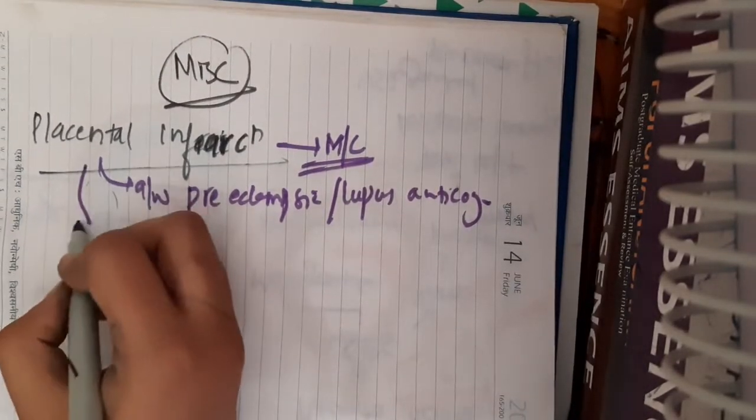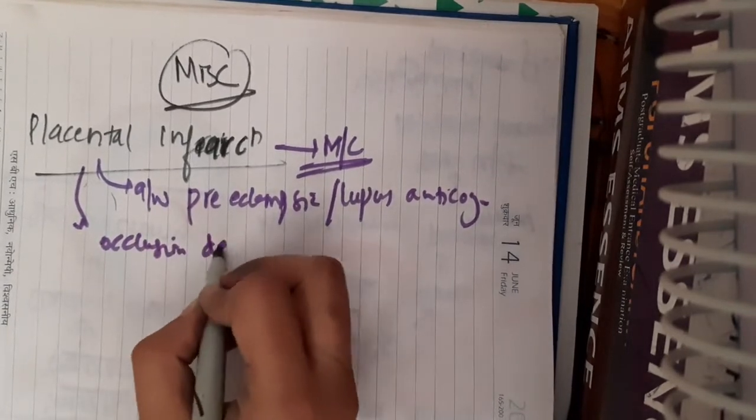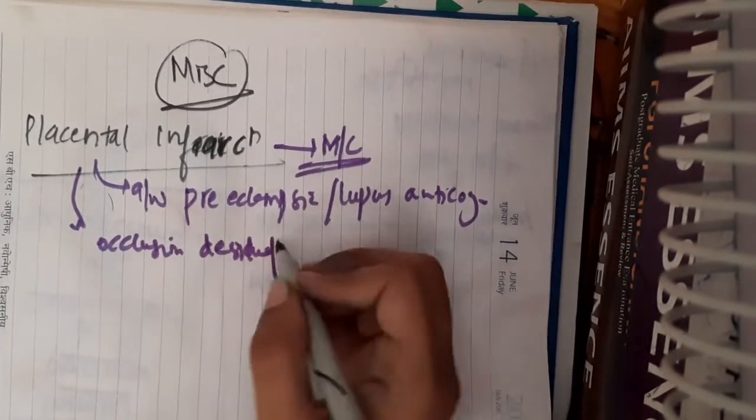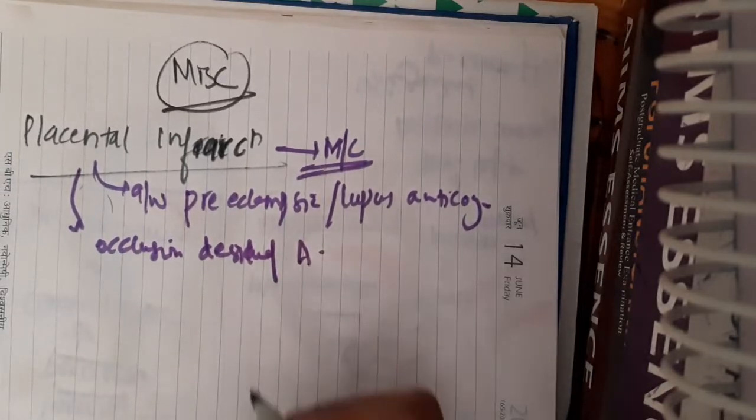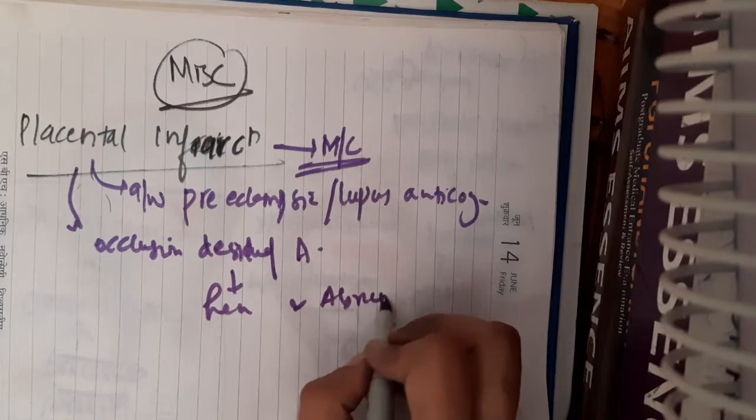Placental infarction can occur due to the occlusion of the decidual artery, and occlusion of the decidual artery will cause hemorrhage and abruption in the mother.